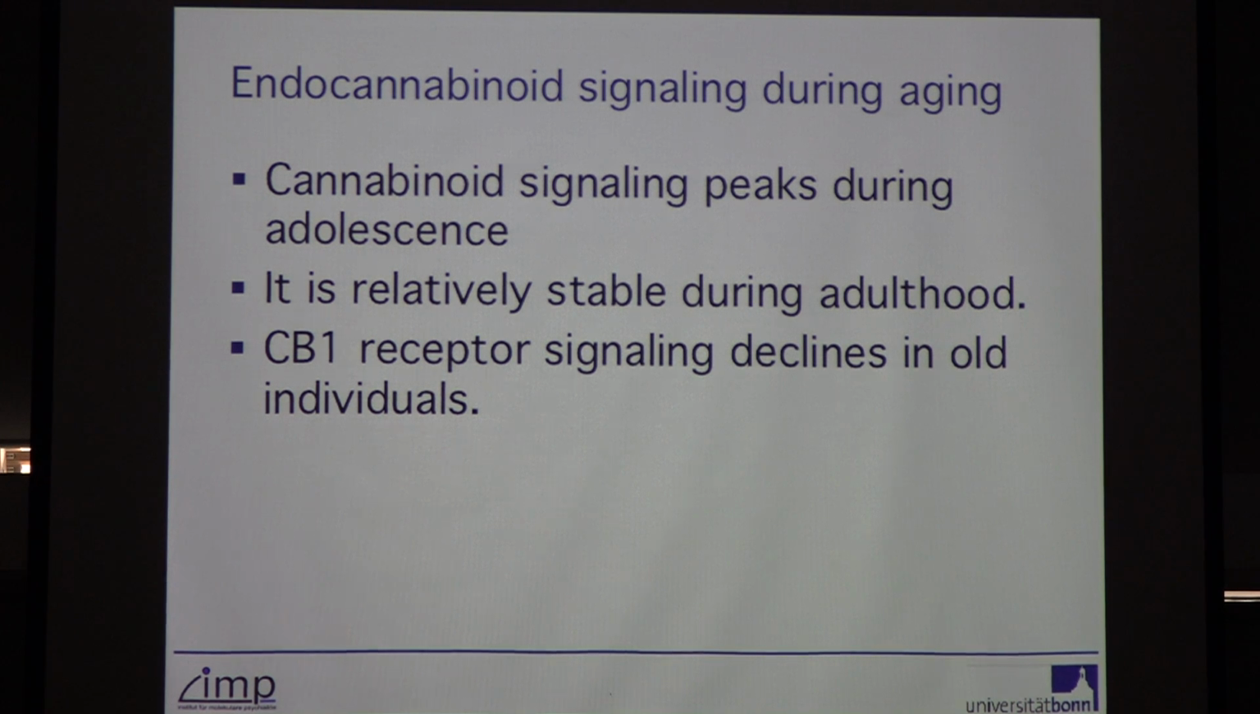There are also some studies in humans that show that during adulthood it's relatively stable until, at some still undefined period in old individuals, it declines. So if individuals get older, you should see a decline in CB1 receptor levels, but also GTP gamma S binding and also endocannabinoid levels. So it changes dynamically.